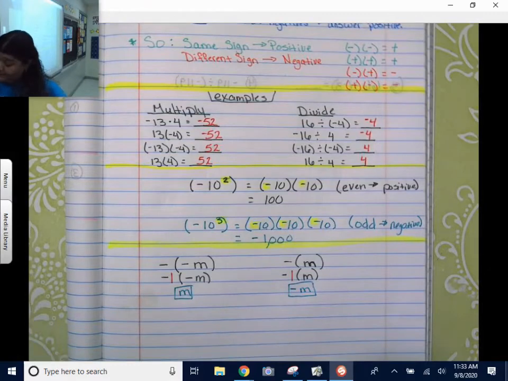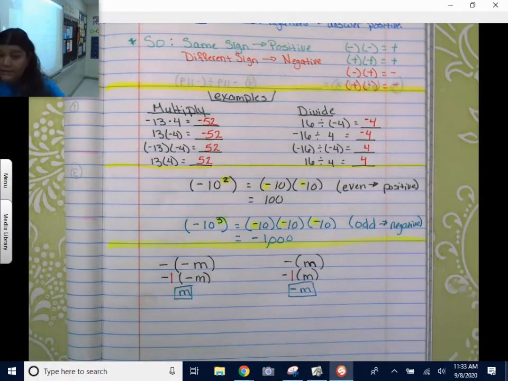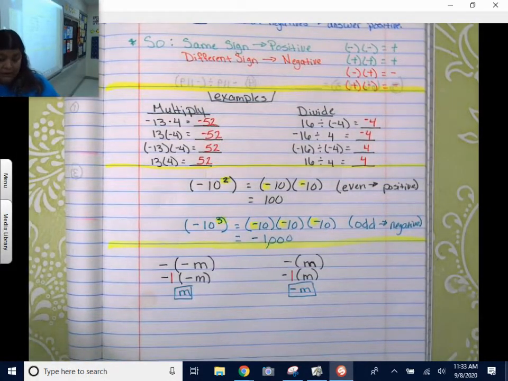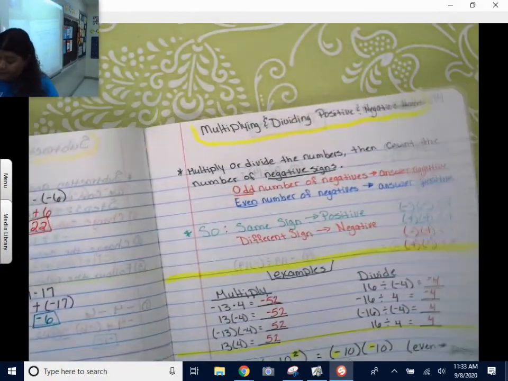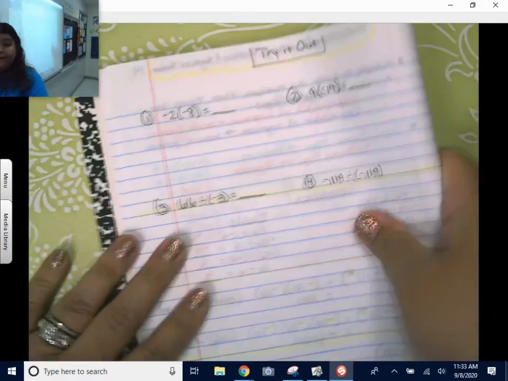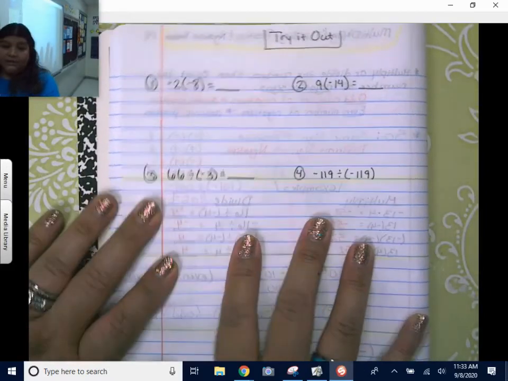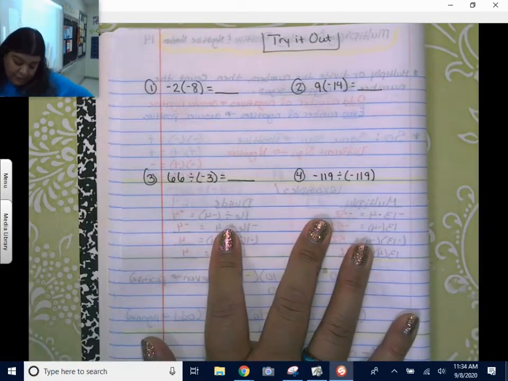All right, let me see. So that's the rules. If the signs are the same, your answer will be positive. If your signs are different, your answer will be negative, but multiply and divide like normal. So go ahead and copy the note, copy the try it outs in the back. Press pause, see how well you do, and we'll see you back in a few.